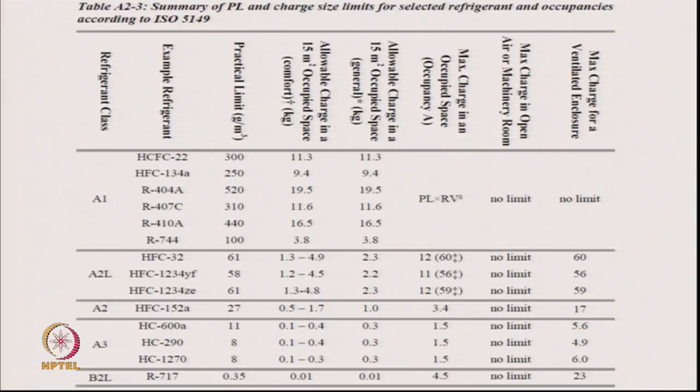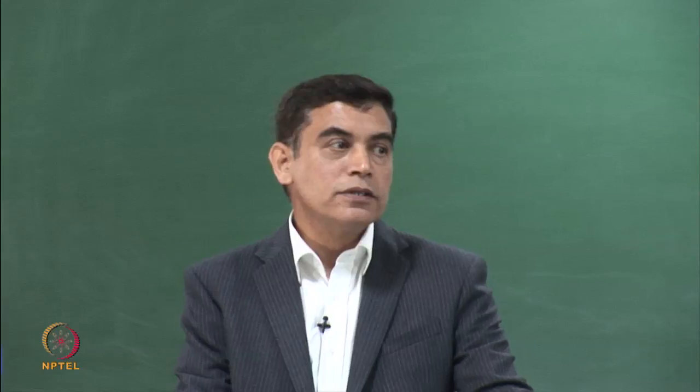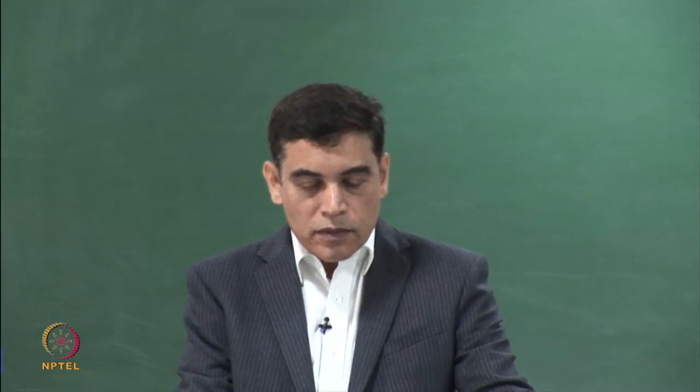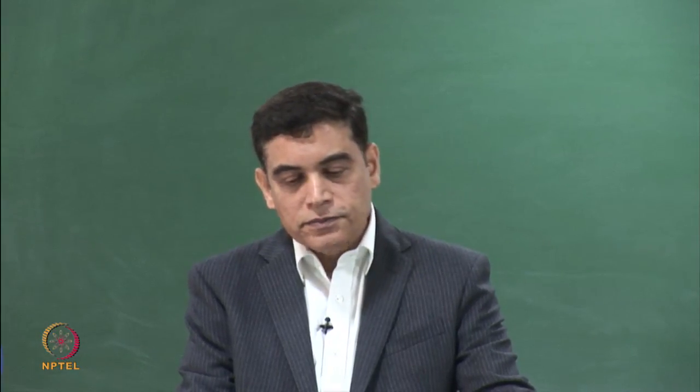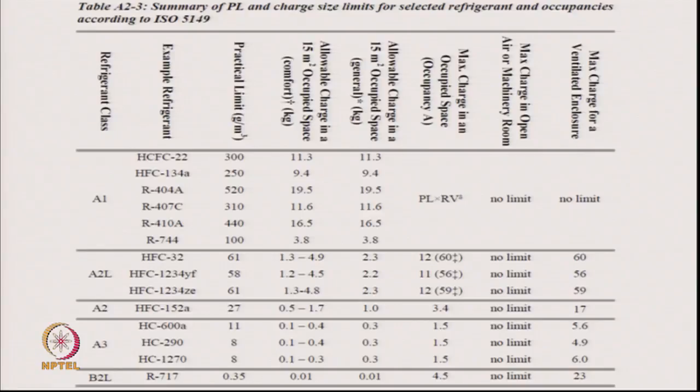So that is a constraint, but still does not prevent use of R32 in residential systems up to 1.5 kilowatt. And then what happens? Max charge in an occupied space, occupancy A, there is a category defined there, and it is 12.